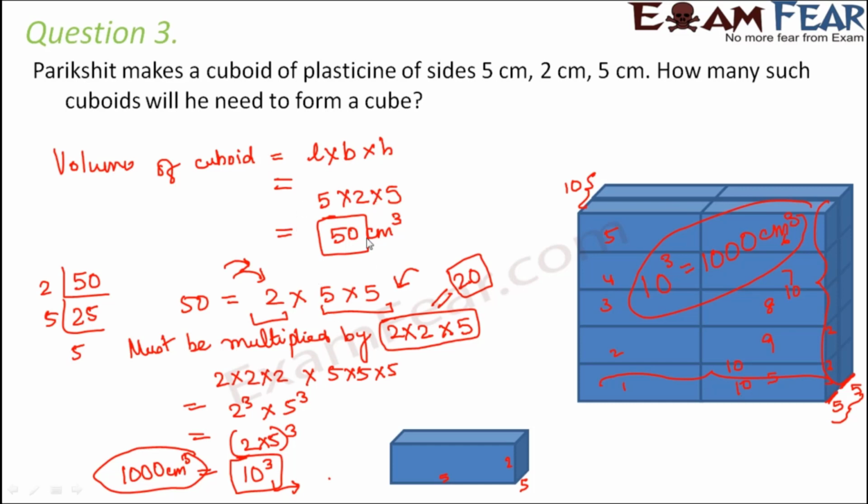And by calculation also we could do it in this way. 50 was not a perfect cube. That is why it was not a cube but a cuboid. So by prime factorization, we saw what number, when multiplied with 50, will form a perfect cube, and we found that number as 20. So that means 20 cuboids will be needed to form a cube.